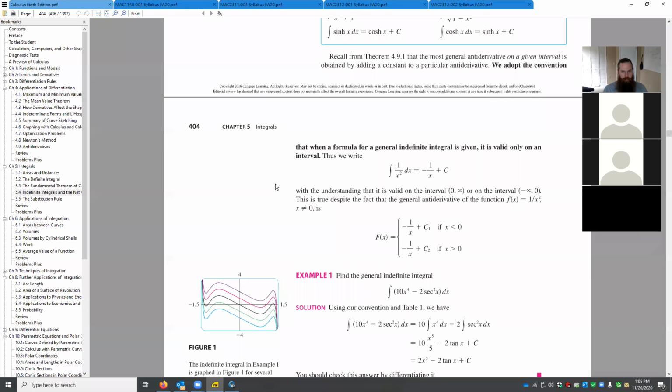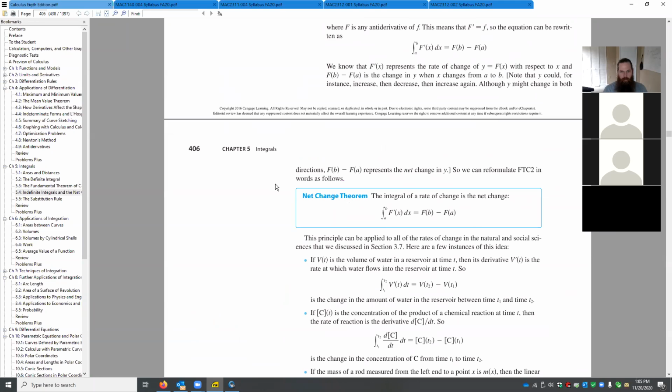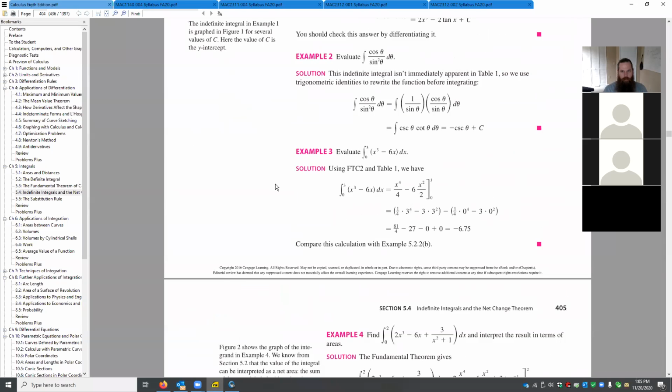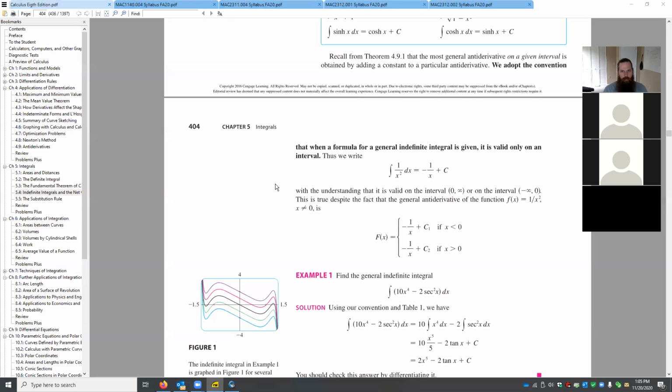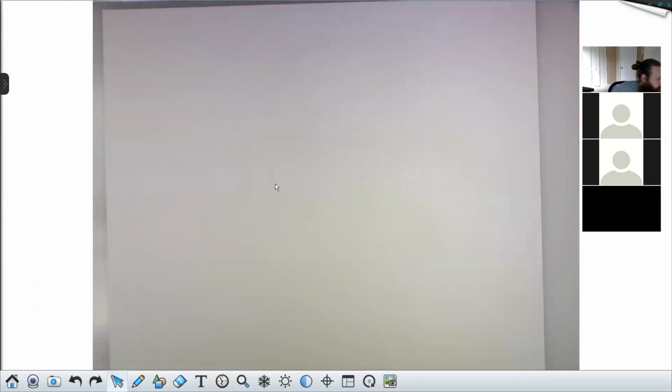I'm going to take a look here and see if there's anything we're missing. I don't think there is, though. Let's do a little more trig examples, and then we'll move on to the net change theorem.